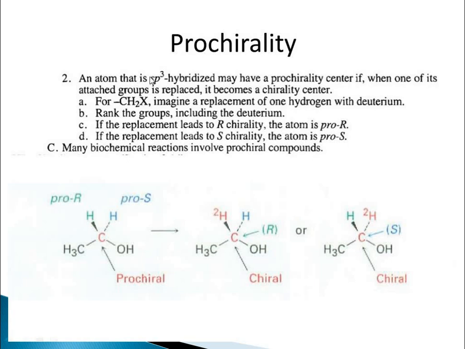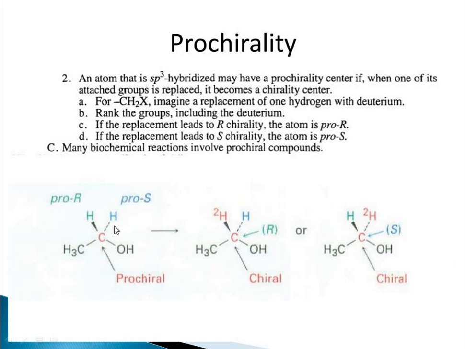Now what is pro? Pro means favoring. In this case, no chirality is seen in the compound, but it has certain homomorphic ligands, that is, ligands which are similar, a pair of such similar ligands. When they are substituted one by one, they give rise to chiral compounds. So this molecule is said to be prochiral, that is, favoring chirality on substitution, or, if it has a double bond, by addition.